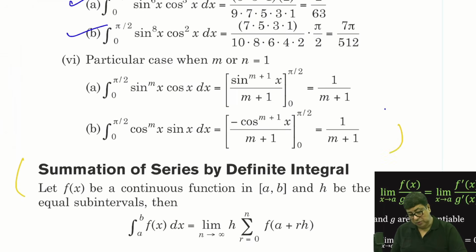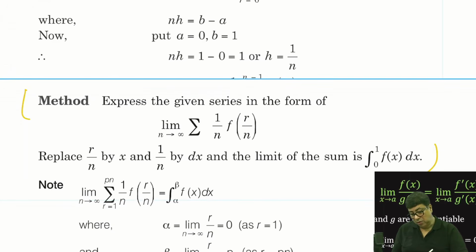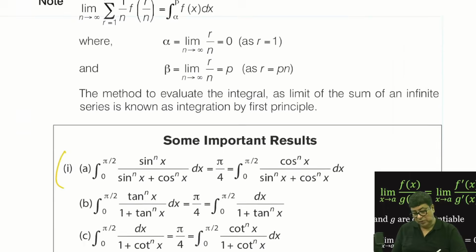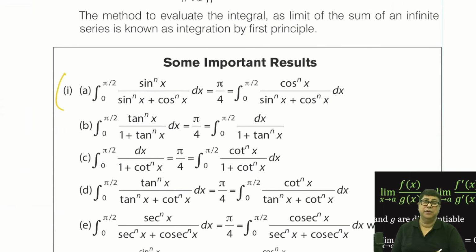The summation of series: nowadays questions are coming on the summation of series. So 0 to 1 f(x) dx, and some standard results for which I was waiting. If you can remember these standard results, I have seen in previous JEE Main examinations, sums are coming directly. So whenever you get the opportunity to put the formula directly, you can put it directly.